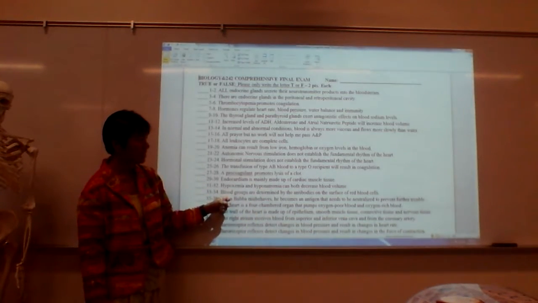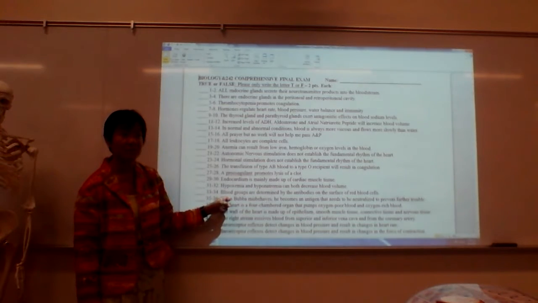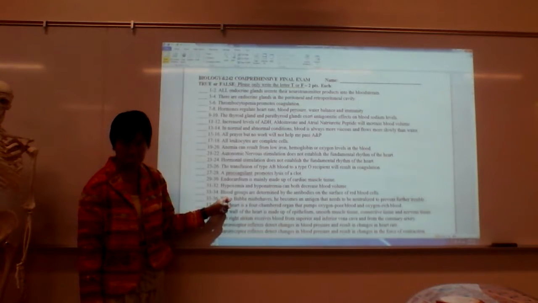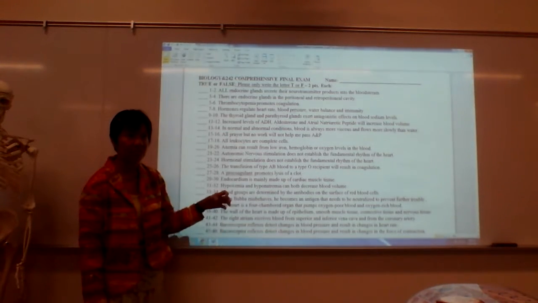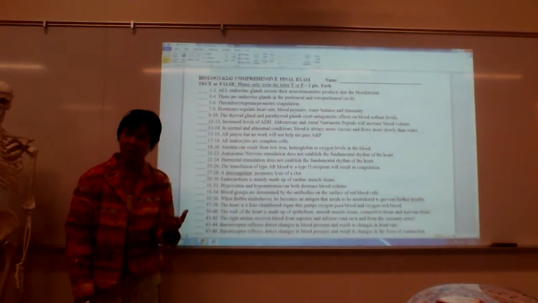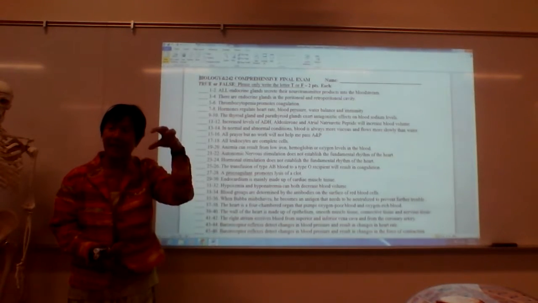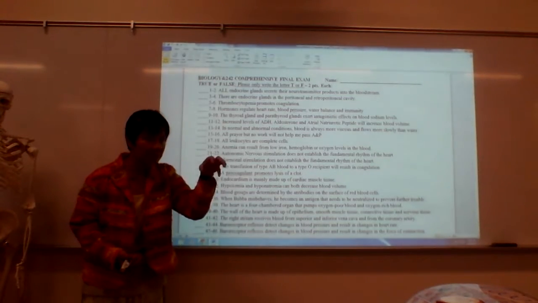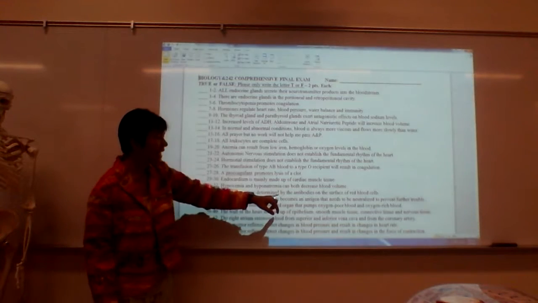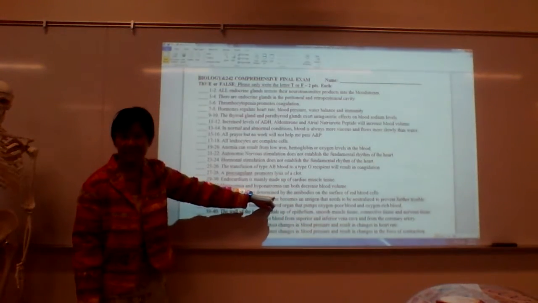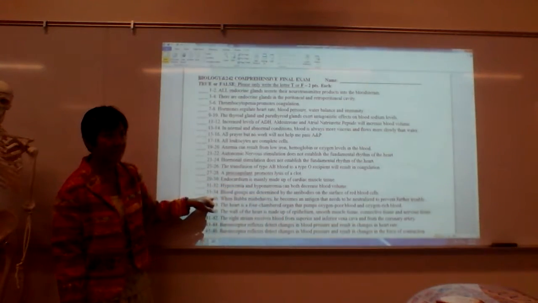Blood groups are determined by the antibodies on the surface of red blood cells. True. Antigen on the red blood cells. Your blood type: if you have the A antigen, you're A; if you have the B antigen, you're B. So it's not the antibodies. Read every word properly. Take your time to read it.